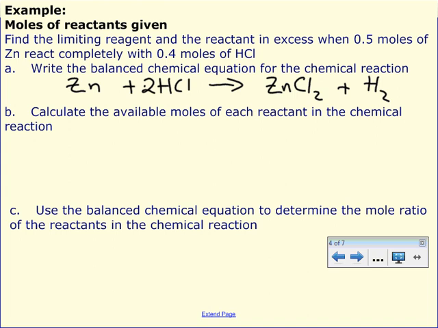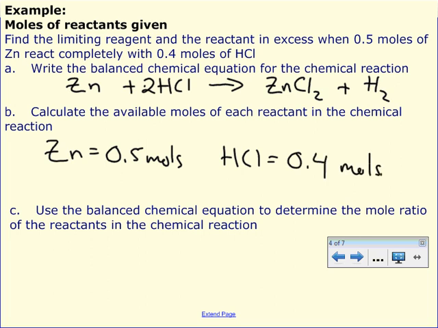Second step, I want to calculate the amount of available moles of each reactant in the chemical reaction. Well, that's pretty easy. That's been given to me. That's why this type of example is a lot easier. I don't have to do this calculation. So I know I have zinc, well, I have 0.5 moles, and HCl, I have 0.4 moles.